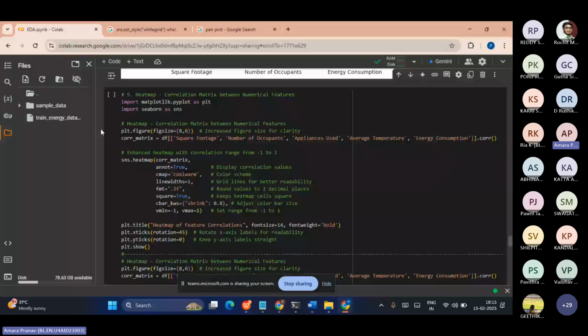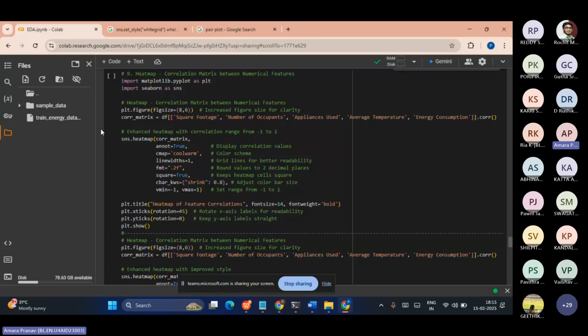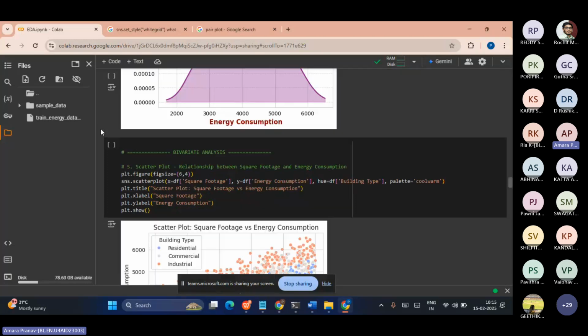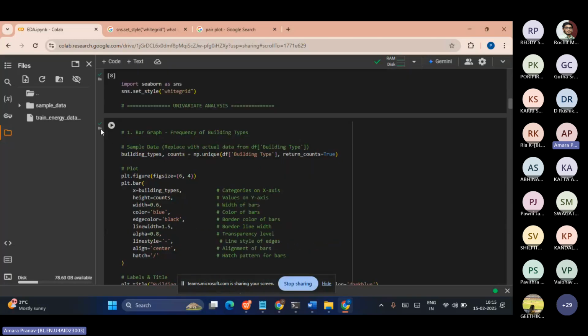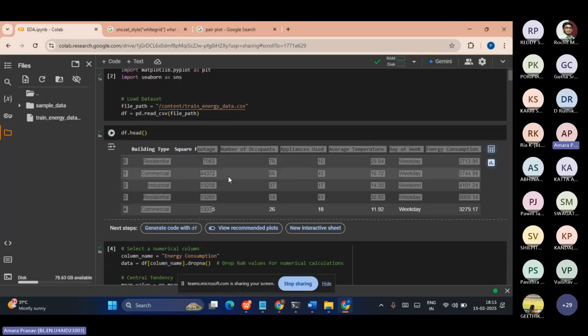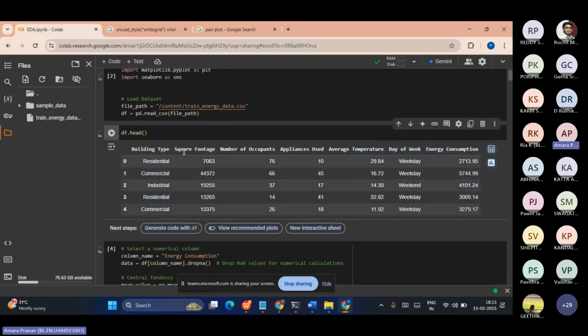A heat map is to know which one has higher and which one has lower correlation. Suppose we consider two features, which two features have higher correlation and which two features have lower correlation. Suppose we consider square footage and number of occupants, and both of these are changing a lot with respect to each other. Suppose the number of occupants is always increasing with the building size, that is the square footage, then these two are strongly correlated.